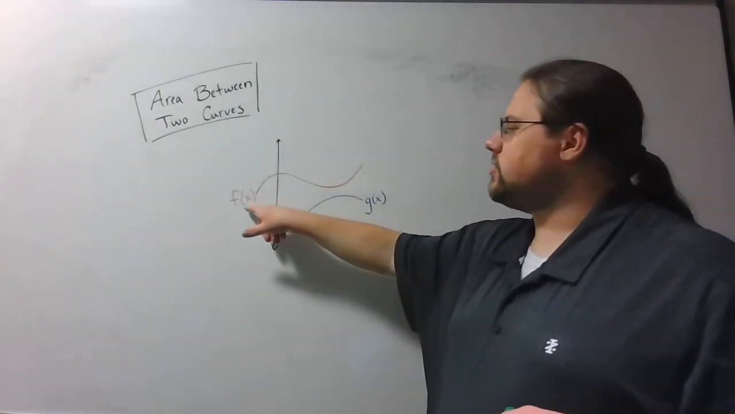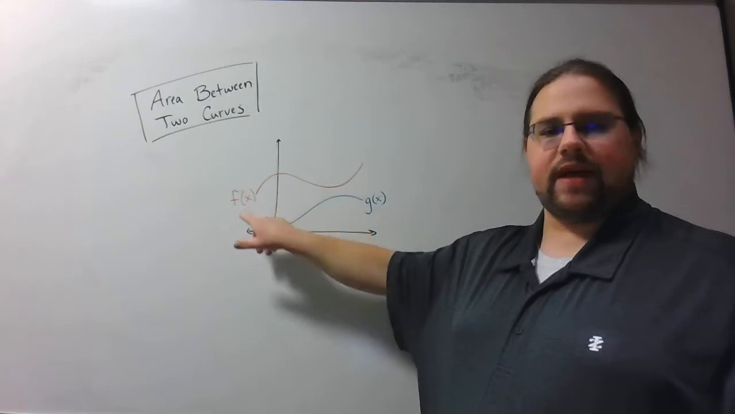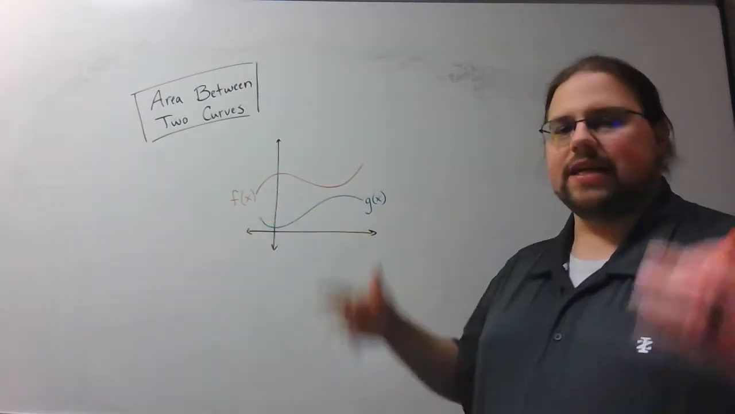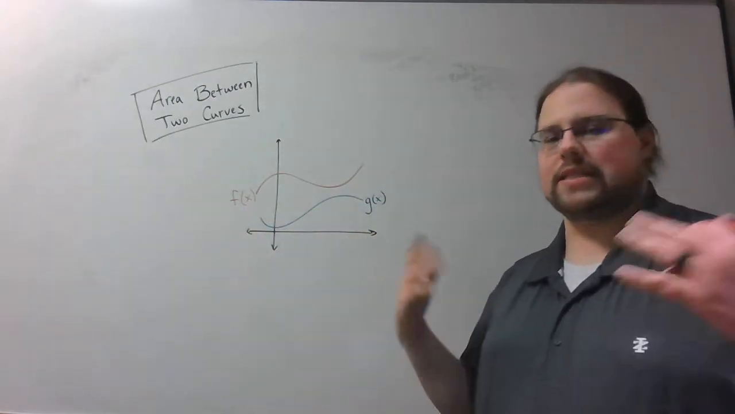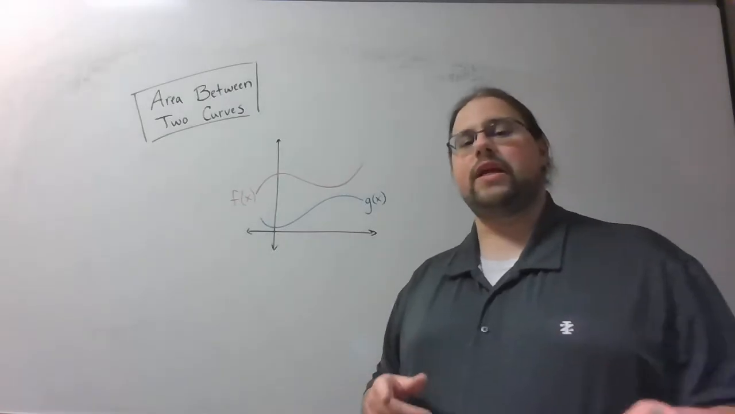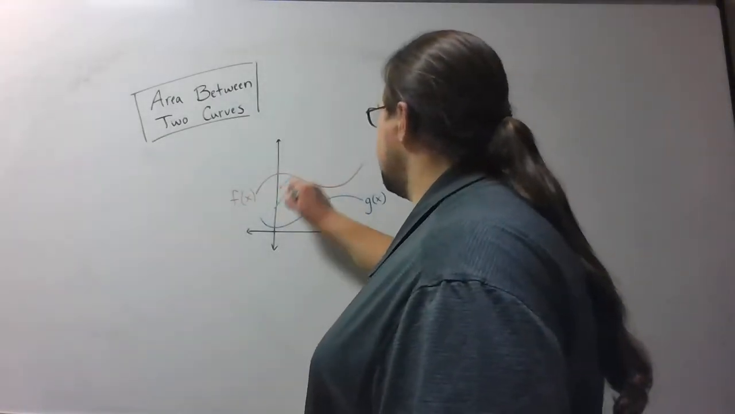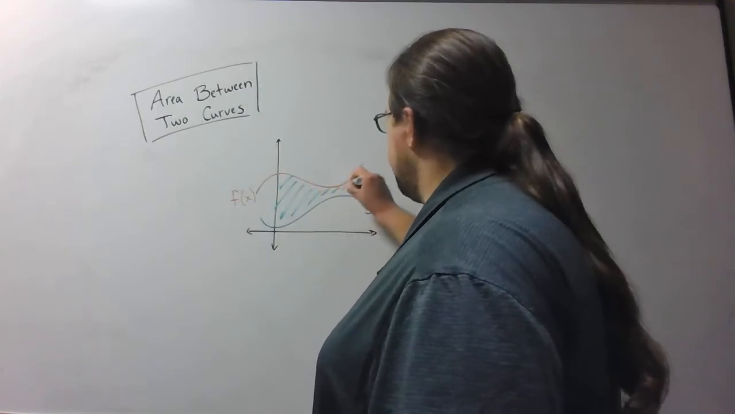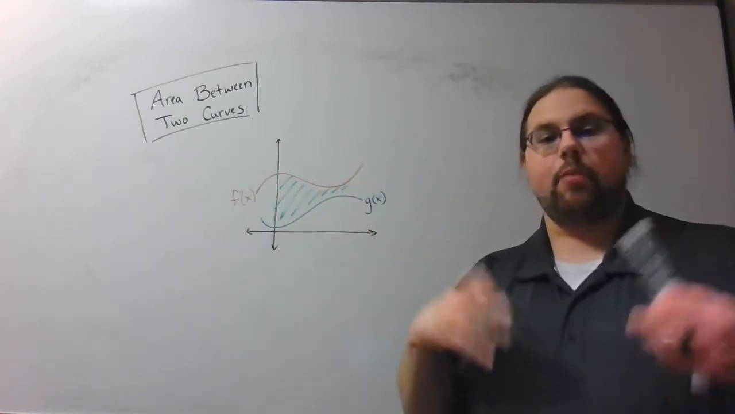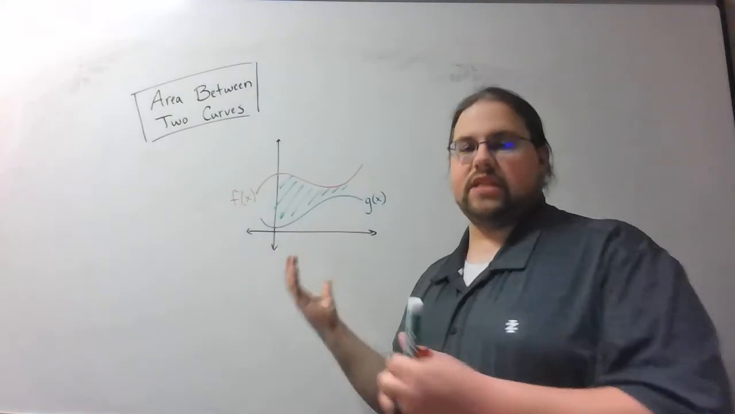So first off, I have two curves. I have this red one, which is f of x, and I have this blue one, which is g of x. I don't really care what the numbers are. That's not important to me. So what I do need to know is how to find the area between these two curves. Okay? So there's some important information that I need to know based off of just these functions.